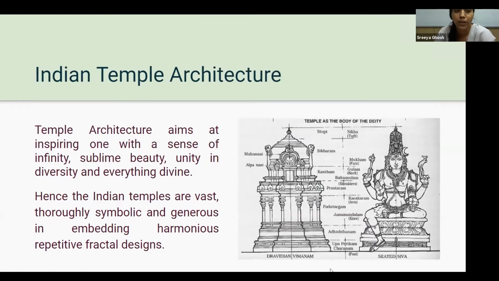Now let us come to Indian temple architecture. The concept of temple architecture aims at inspiring a sense of infinity, sublime beauty, unity in diversity, and everything divine. So we find that normally the temples are vast, they are symbolic, and they have embedded repetitive fractal designs.